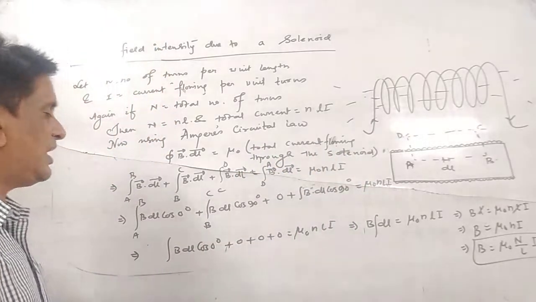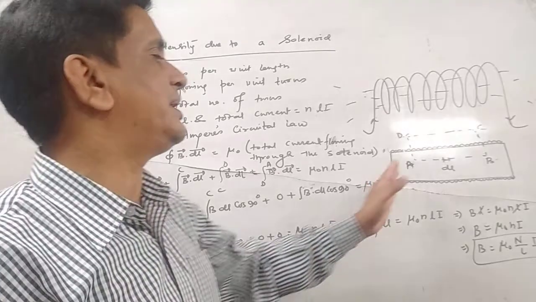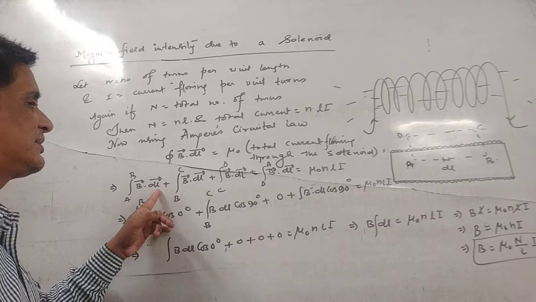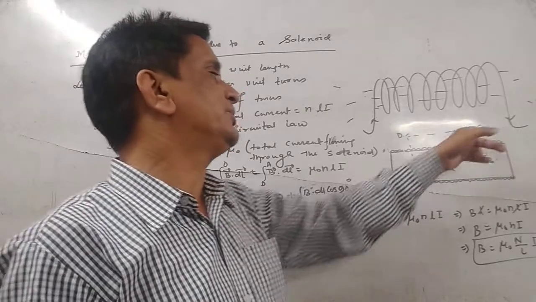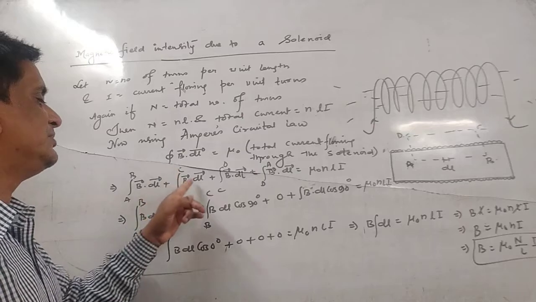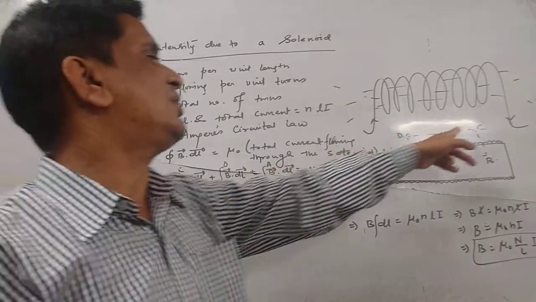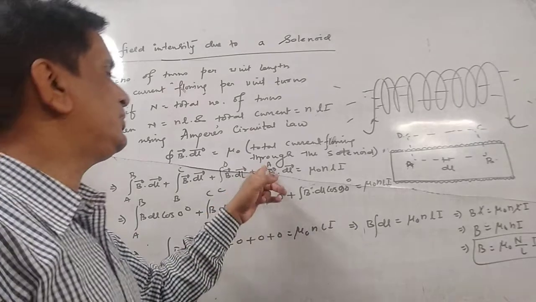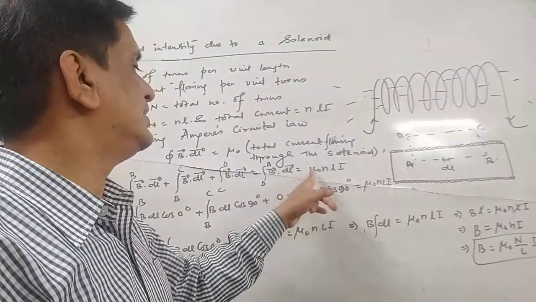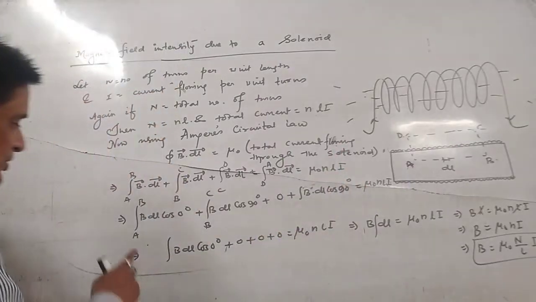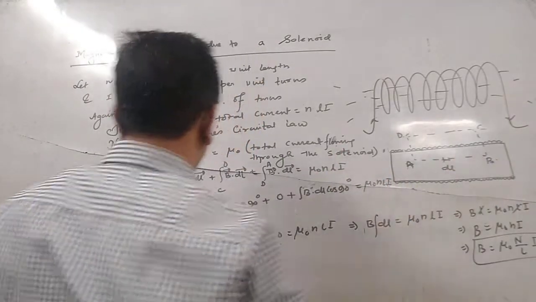Is it clear? Now if you start from A to B, we can say integral A to B of B vector dot dl. Then B to C, integral of B vector dot dl vector. Now C to D, B vector dot dl vector. Then D to A, B vector dot dl vector, equal to mu naught n L I. Is it clear? So here you will see that they are in the same line.